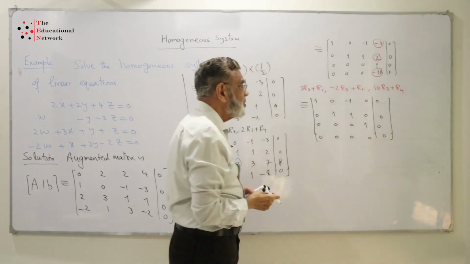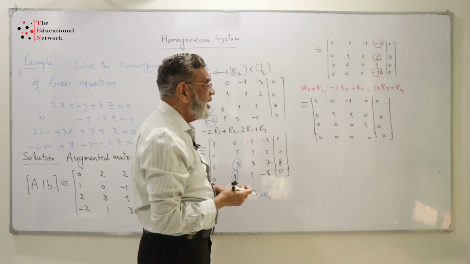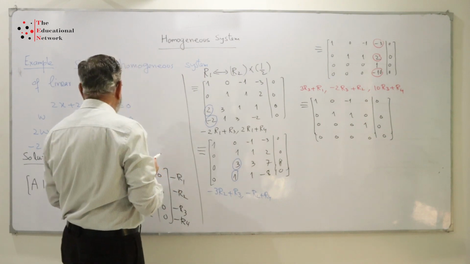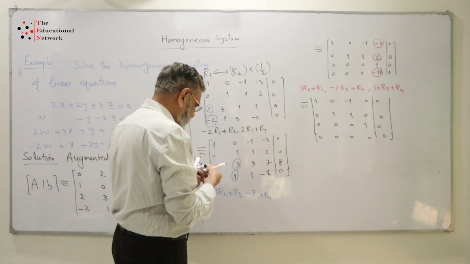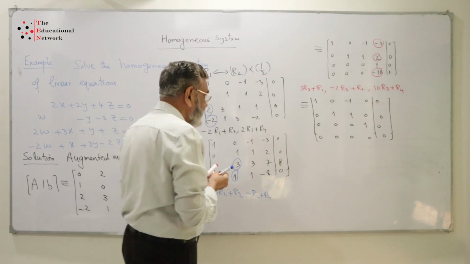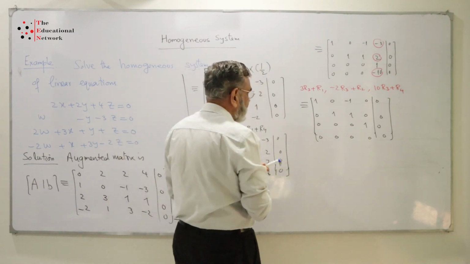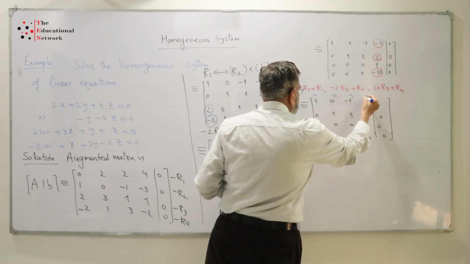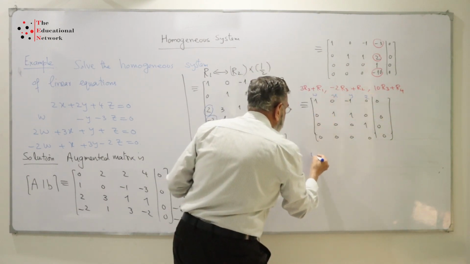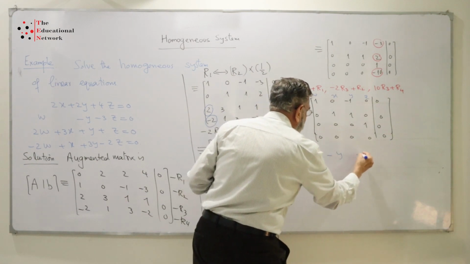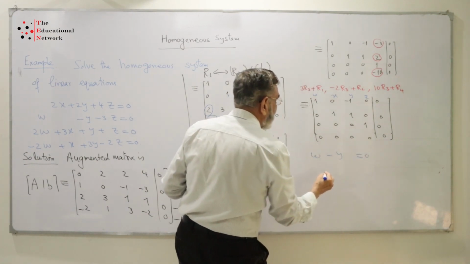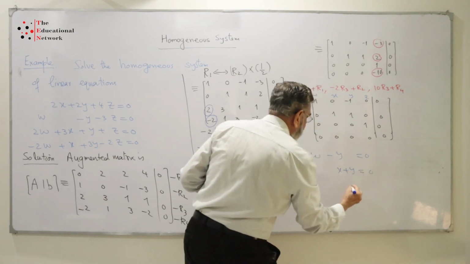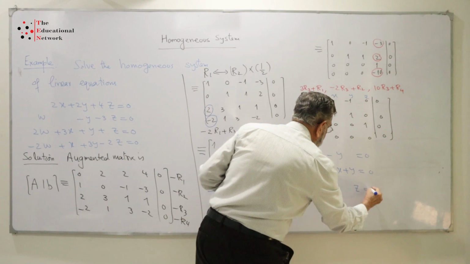So this is the new system I get. I rewrite this in the form of equations. The first column stands for W, this stands for X, this stands for Y, and this one is Z. So I get W minus Y equal to 0. Then X plus Y is equal to 0. And Z equal to 0.